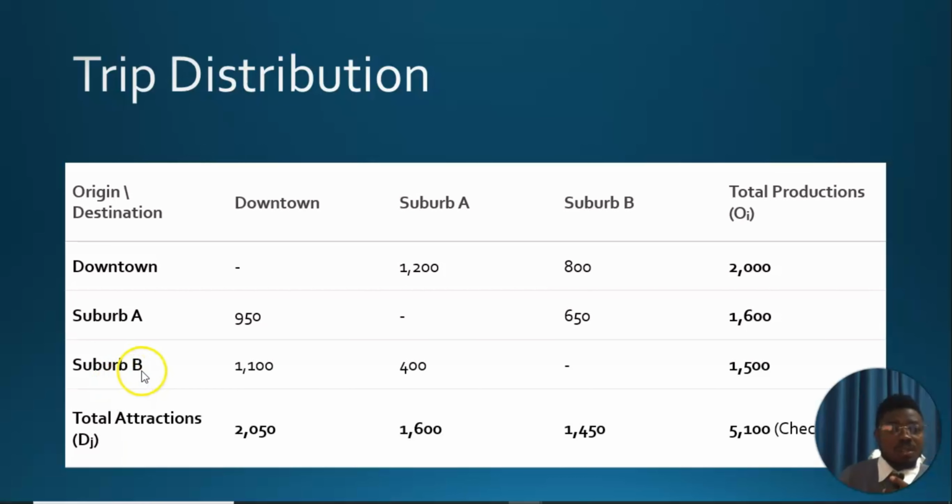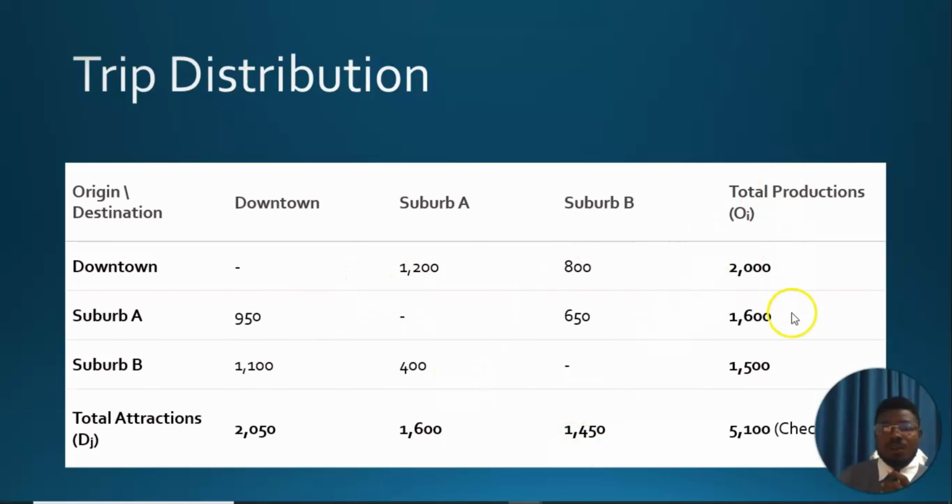Then we have that of B to downtown is 1,100. Then from B to A, we have 400. The addition of this is 1,500 because there can't be a movement between these two. So here, the total attraction. We have the total attraction and total production. This is the production, and here is the attraction of 2,050. The addition of this 1,600 and 1,450.